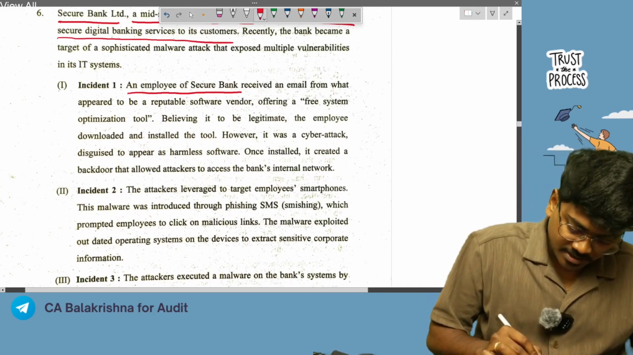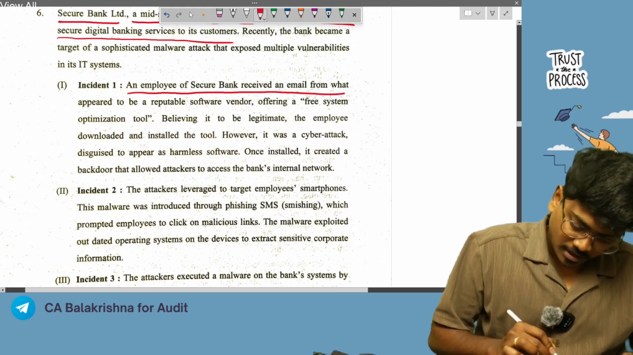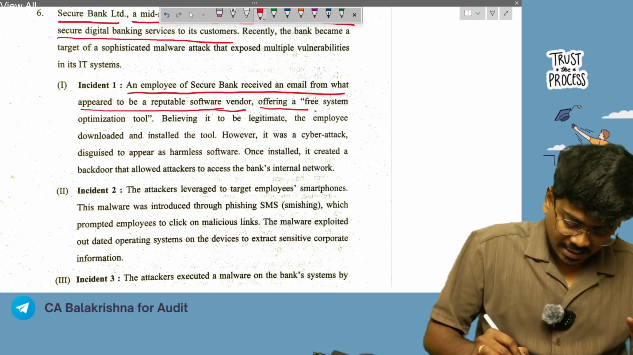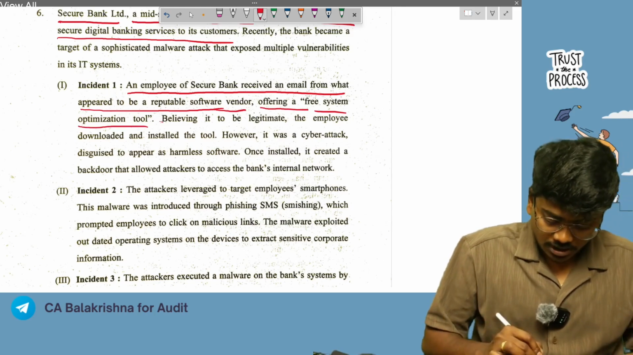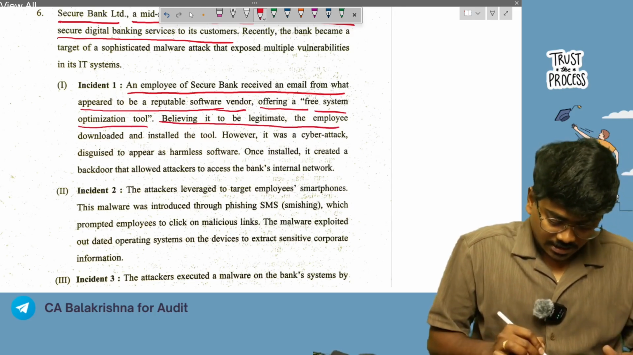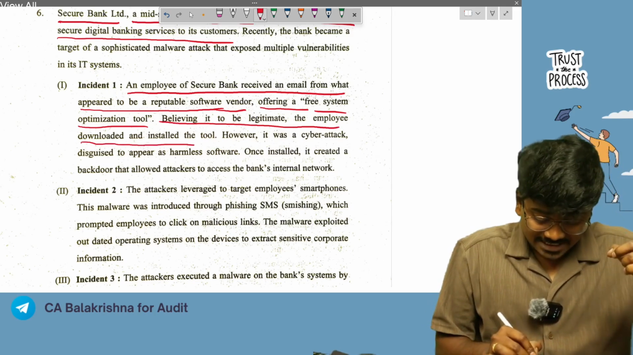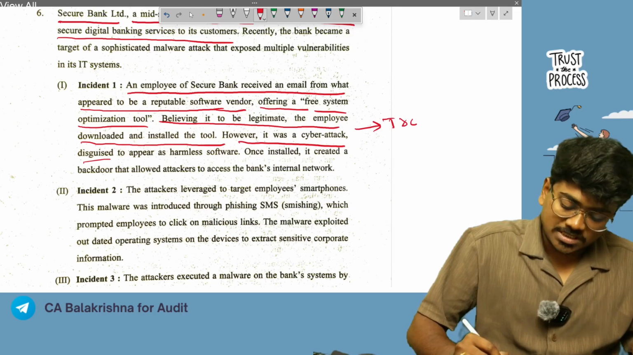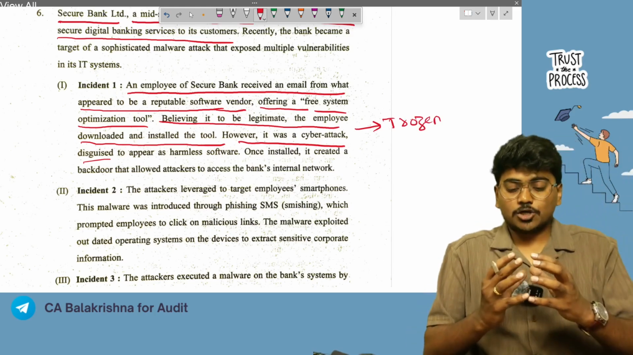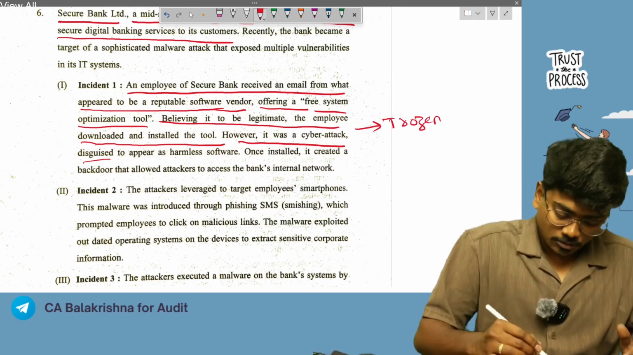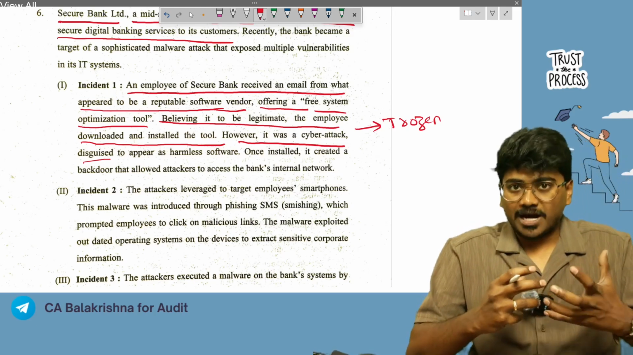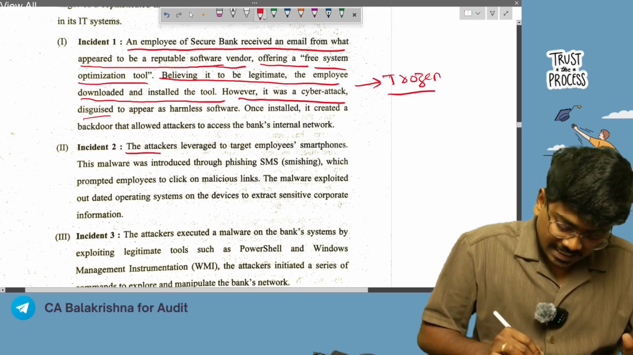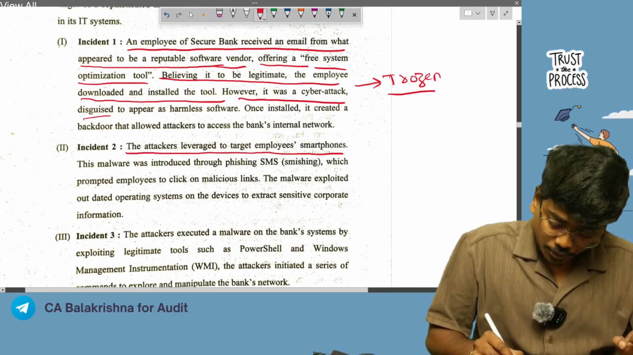An employee of Secure Bank received an email from what appeared to be a reputable software vendor offering a free system optimization tool, believing it to be legitimate. The employee downloaded and installed the tool. However, it was a cyber attack. This is a Trojan attack, right? Appearing to be a legitimate tool, but it is a malware. So, it is Trojan.